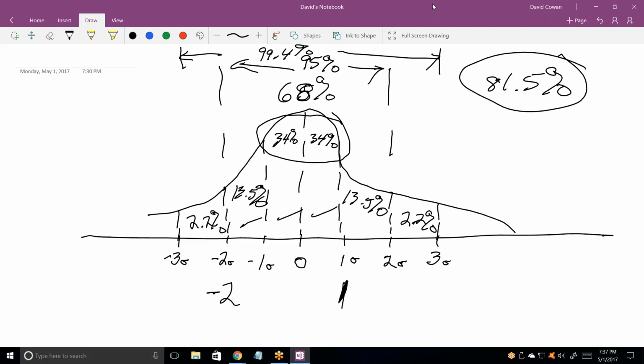Okay. So we're trying to find it between -2 and 1. Correct? So I'm adding these zones that I've check marked. Between -1 and 1 is 68%. Between -1 and -2 is 13.5%. So I'm adding 68% plus 13.5% is 81.5. Exactly. That's not that hard. No. This bell-shaped curve is one of the easier parts of statistics.